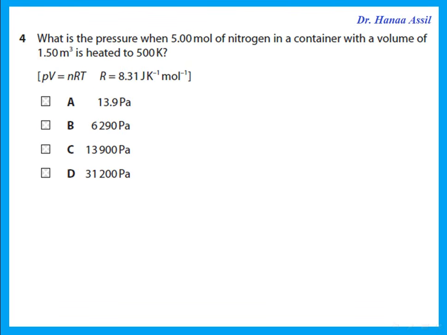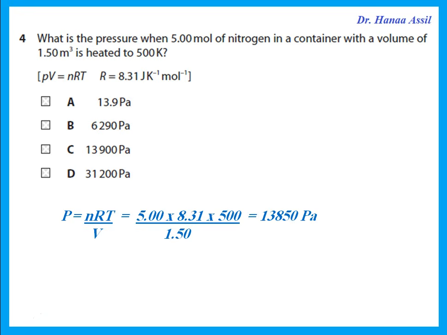Okay. Question 4 says, what is the pressure when 5 mole of nitrogen in a container with a volume of 1.5 meter cubed is heated to 500 Kelvin? When he gives you number of moles, volume, temperature, and he's looking for pressure, of course you need to use the ideal gas law, which he already gives you. So you should know that PV is equal to nRT. That means P will be nRT over V.